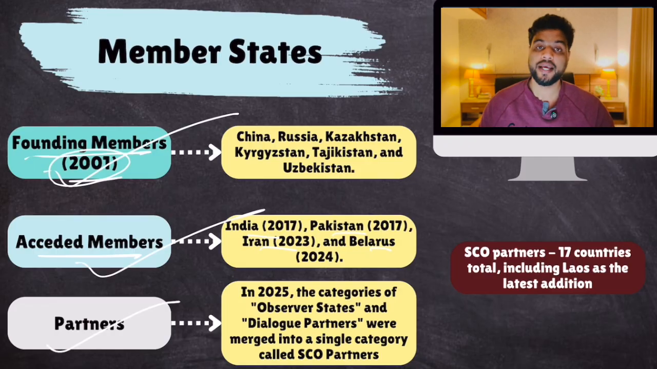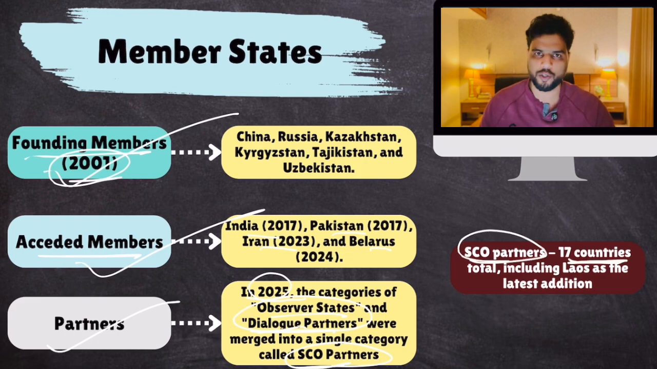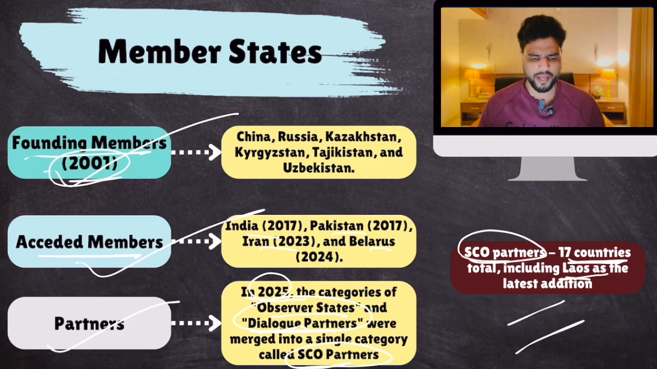Then partners. Okay, it has many partners also. SCO has partners, dialogue partners. Many countries have not been given the status of full membership, but they have been given the status of partners. Now, there were 2 categories of partners: observer states and dialogue partners. These 2 categories were merged into one called SCO partners in 2025. Just remember this part, okay? And currently there are 17 countries which act as dialogue partners or partners of SCO, including Laos, the latest addition. These are just facts, just remember them, okay?